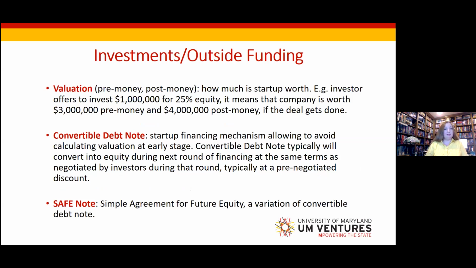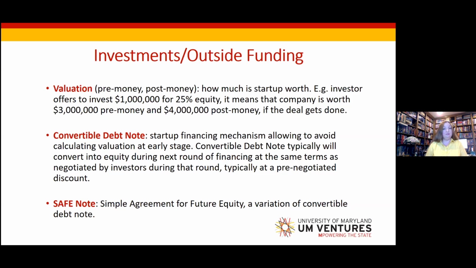When you negotiate investments, you typically discuss valuation of your company. So there's pre-money valuation and post-money valuation. It basically means how much is your startup worth? There's a lot of science behind it, and there are lots of rules of thumb for each industry at each stage, but it's also art. For example, an investor offers to invest $1 million into your company for 25% equity. What it means is that the company is worth $3 million pre-money and $4 million post-money if the deal gets done.